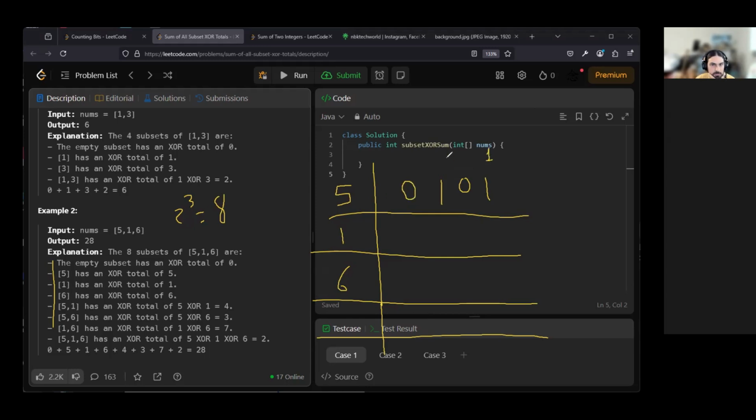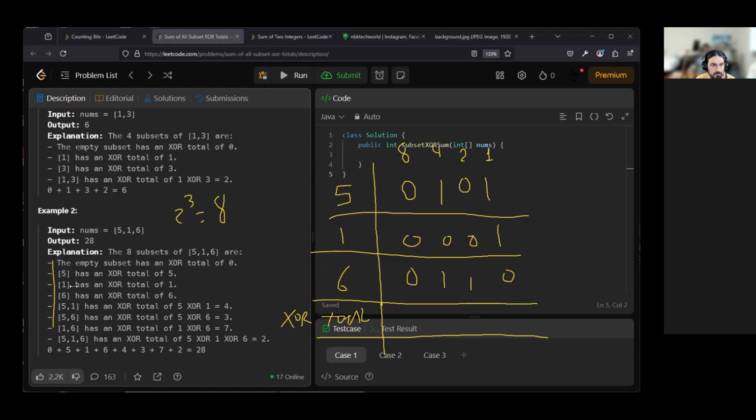This is the 1. This is the 4. This is the 2. This is the 8. Now for the 1, it's just like that. The 6 is 4 plus 2. Now what's the solution? The XOR total.